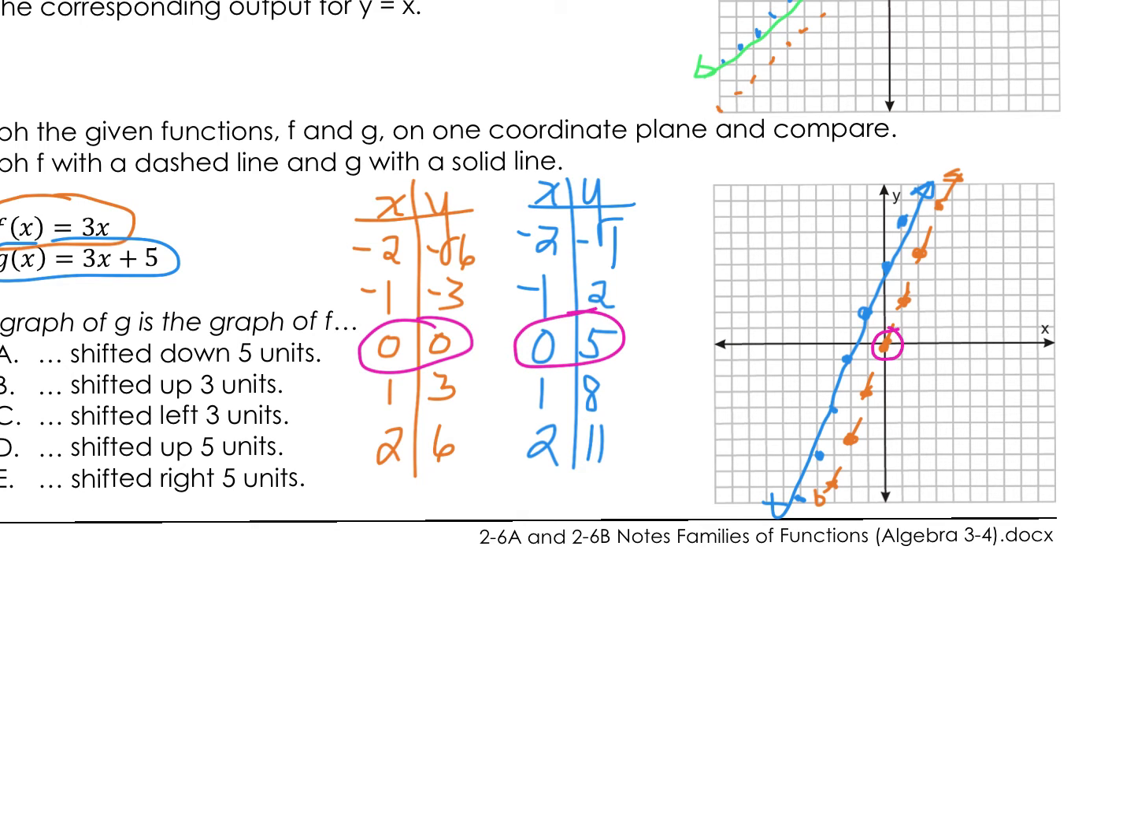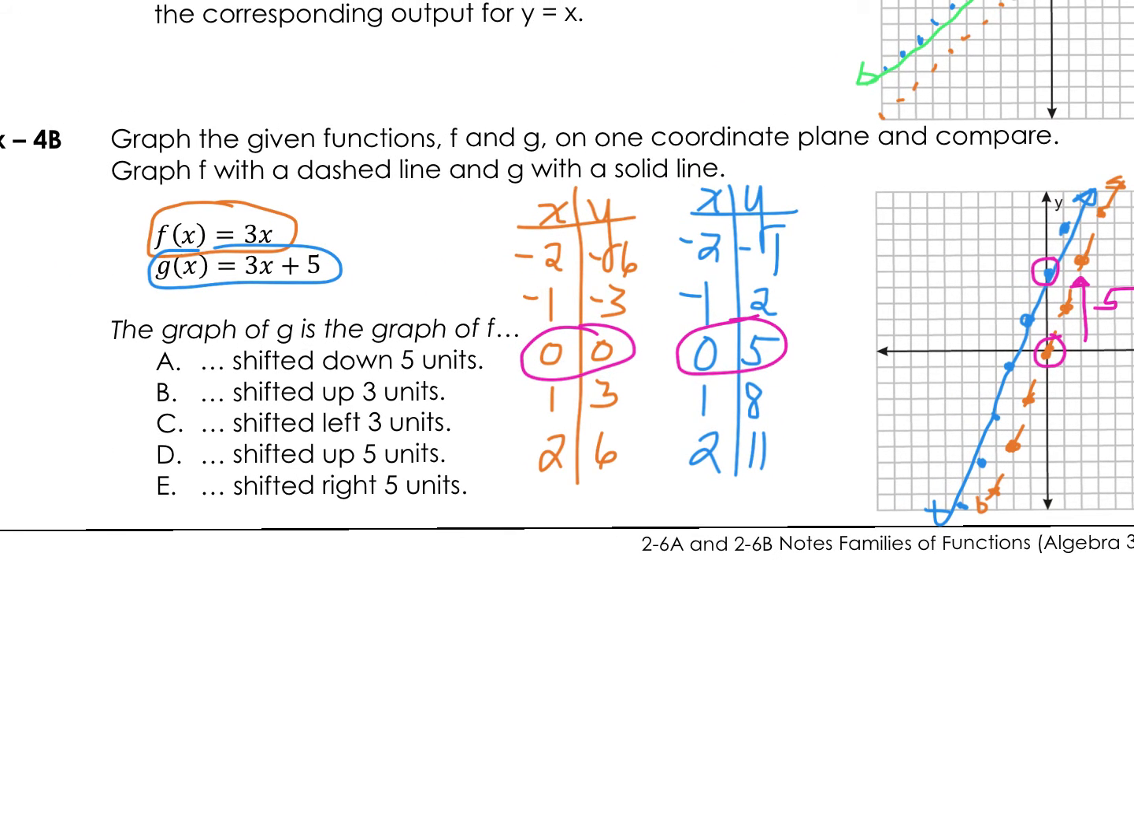So I've got the 0, 0 here and 0, 5 here. And you can see that all that happened was that we went up 5. So when you add 5, so if this is our function 3x, and if you add 5 outside of that function, it forced that graph to move up 5. So what happened if it had been a -5? It would have moved the graph down 5. So outside the function, positive number moves it up, negative number moves it down. So it goes in the same direction as you think it would. So right here, it shifted it up 5 units. So the answer would be D.